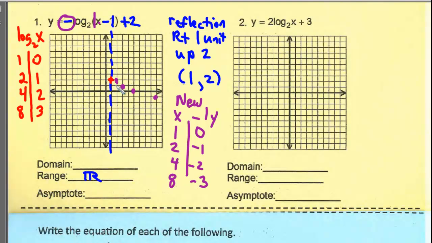Now since this is a graph, we can see that it's curving in this direction, but this has to get closer and closer to the asymptote without touching. So this portion of the graph will be looking like this.